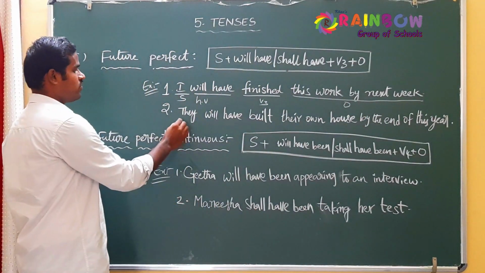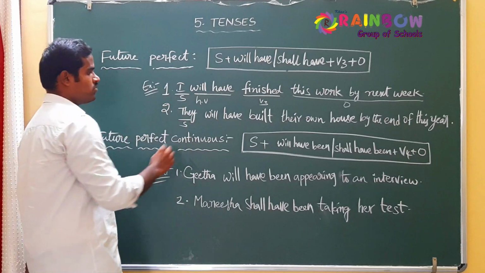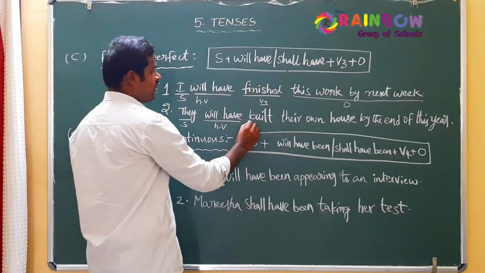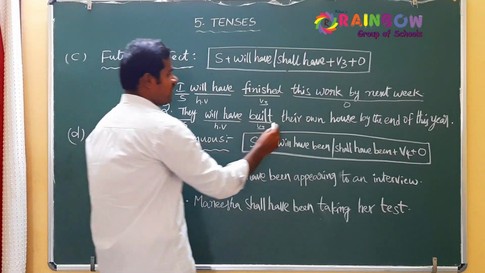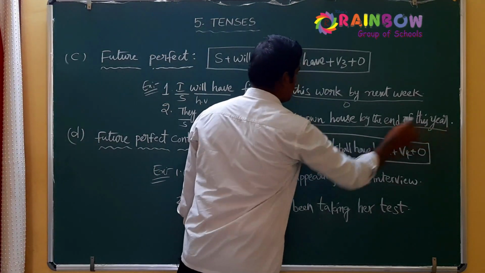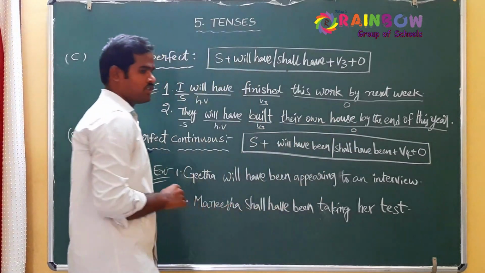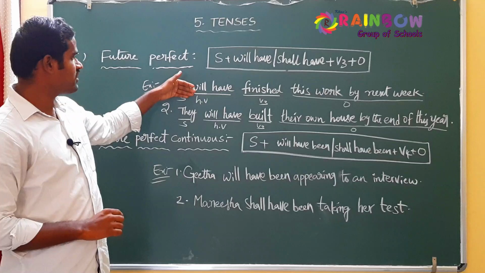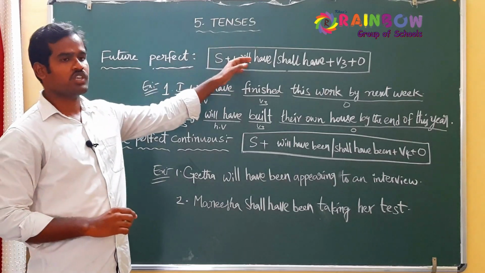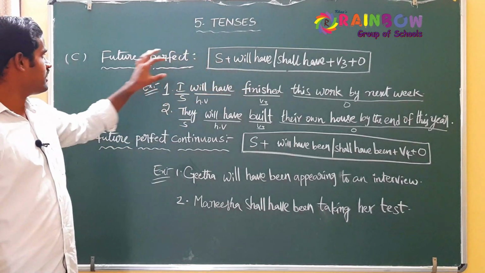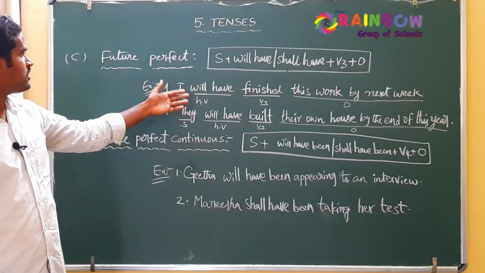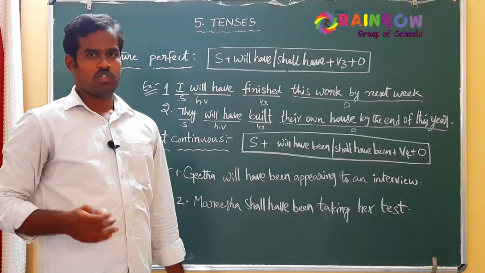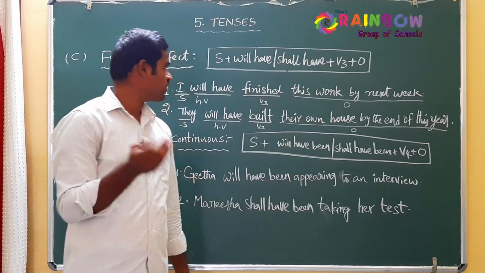Coming to the second one, it is also the same way. They is the subject, will have is the helping verb that I have chosen from the structure, and built is also V3, and their own house by the end of this year will be the object. So this is the structure and these are the examples. By comparing these sentences with this structure, we can easily recognize that these two statements are in the future perfect tense. Now, when should we use it? When do we use future perfect? That is very important.